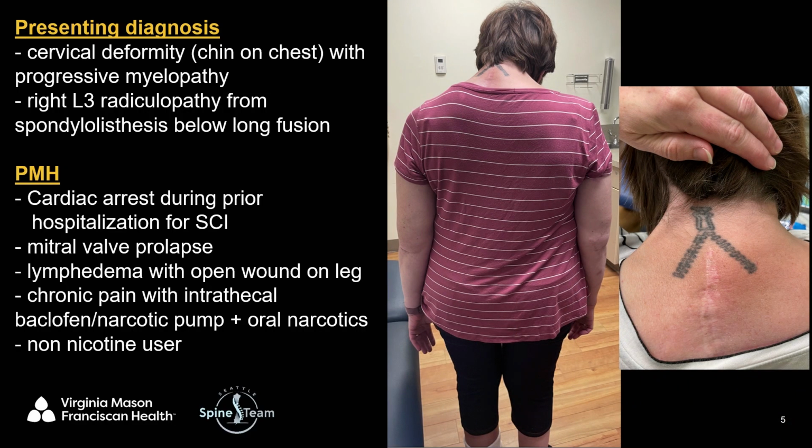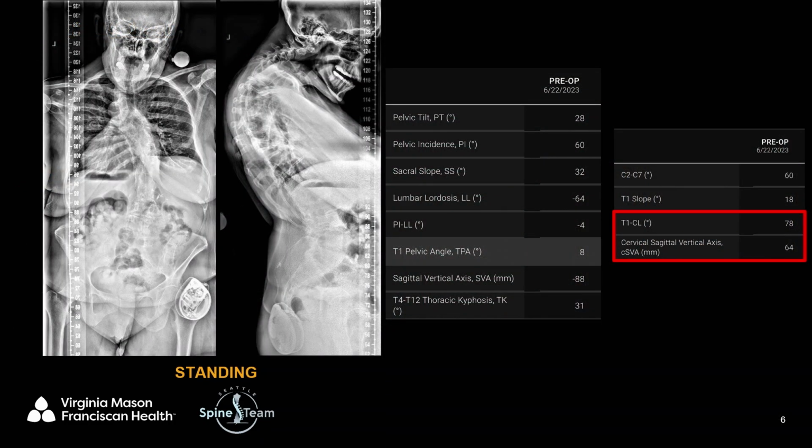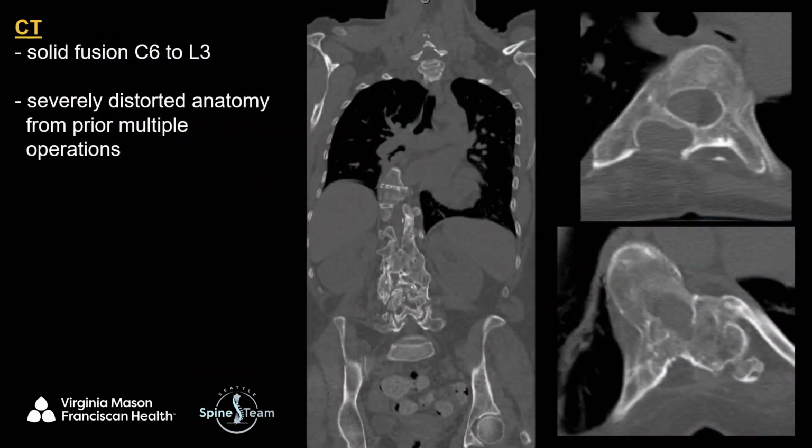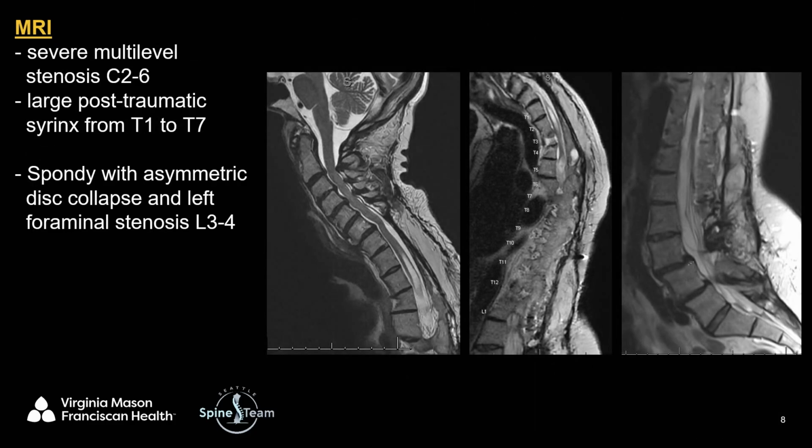She also had significant wound issues. You can see the atrophy of her paraspinal musculature up in her cervical spine and the zipper ready for her next operation. These are her alignment parameters. So she had a significant cervical kyphosis with forward head posture. CT scan showed severely distorted anatomy. So you can see the amount of bone from her prior operations with really no landmarks. Multi-level spondylolisthesis. You can see the large syrinx in the upper thoracic cord.